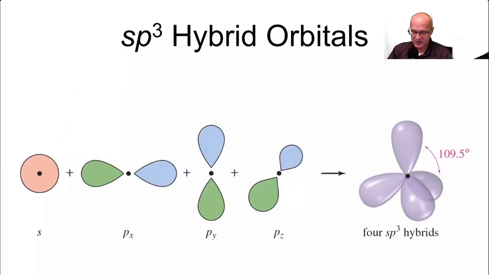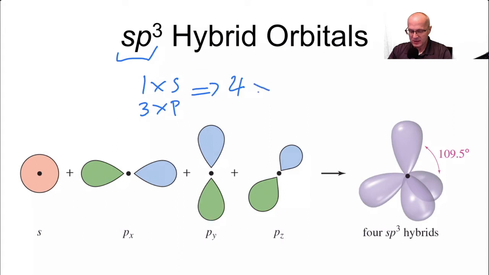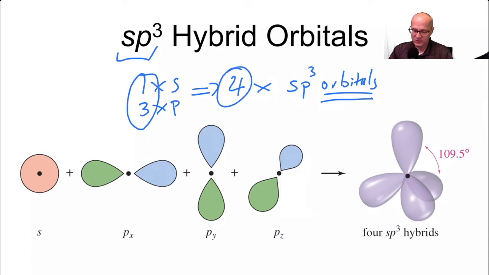The first hybridization we're going to talk about is sp3. Stands for 1 times s, 3 times p, to get 4 times sp3 orbitals. Okay, remember the law of conservation of orbitals. We have 4 orbitals going in. We have 4 orbitals coming out. Now, notice these are p orbitals.